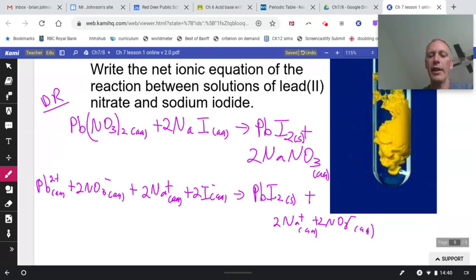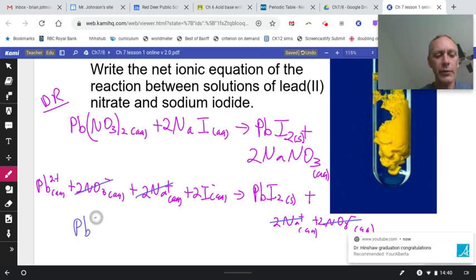Okay, dissociated that one as a high solubility. Let's change colors. So spectator ions, who are we crossing out? Take a look. 2 nitrates are gone on both sides, 2 nitrate aqueous and the 2 Na plus aqueous. Okay, so this is shortened quite a bit. So here's the real reaction.